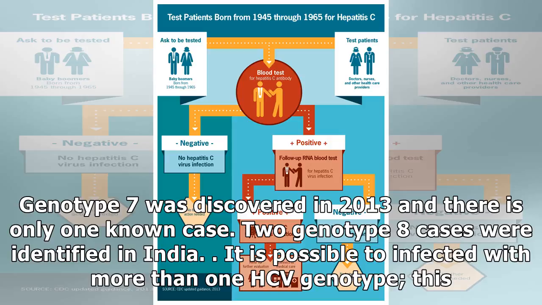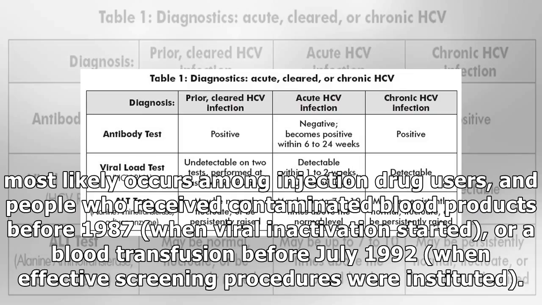Genotype 7 was discovered in 2013 and there is only one known case. 2 genotype 8 cases were identified in India. It is possible to be infected with more than one HCV genotype. This most likely occurs among injection drug users, and people who received contaminated blood products before 1987, when viral inactivation started, or a blood transfusion before July 1992, when effective screening procedures were instituted.